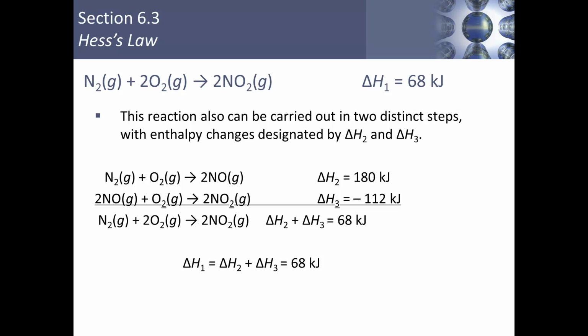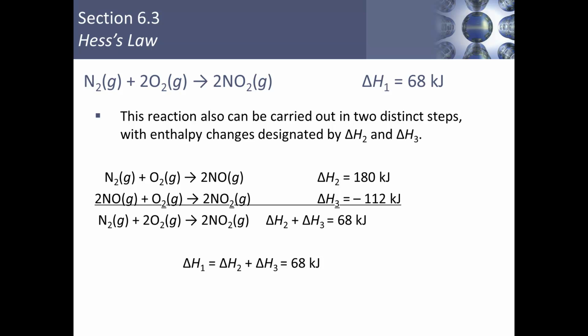We can also carry this reaction out in two distinct steps, where we take 1 mole of nitrogen and combine it with 1 mole of oxygen to give 2 moles of nitrogen monoxide. The change in enthalpy for that reaction is 180 kilojoules. And then a second step where our nitrogen monoxide combines with another equivalent of oxygen to give us nitrogen dioxide with a change in enthalpy of negative 112 kilojoules.